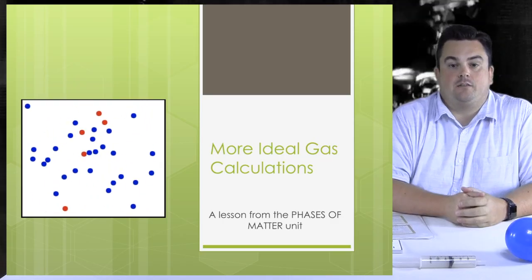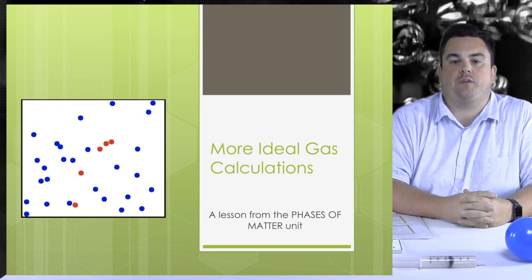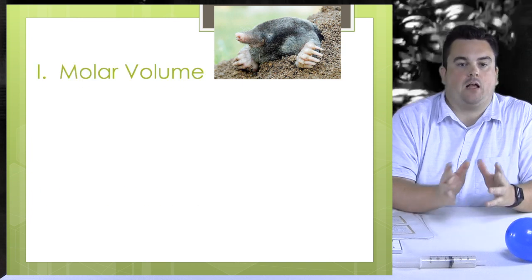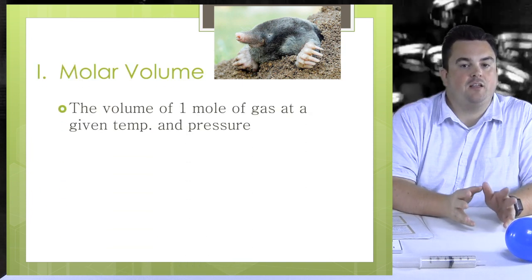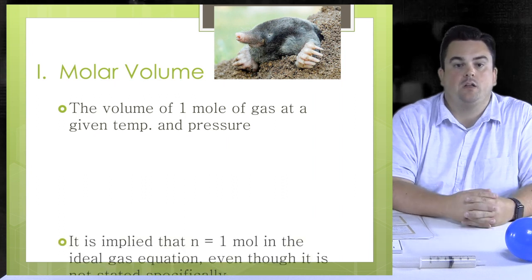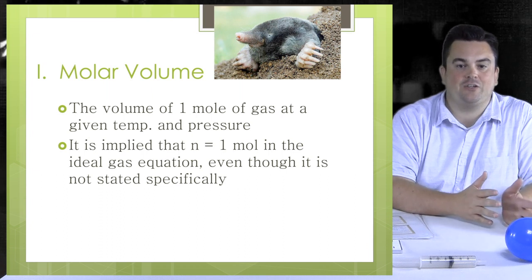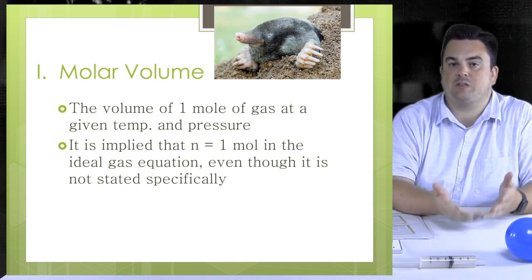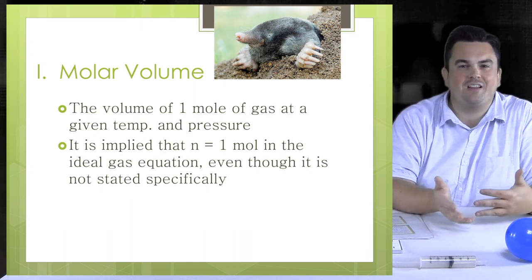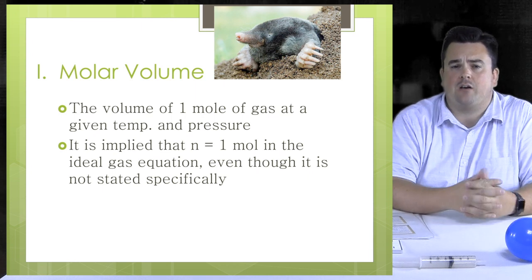So let's get started. More ideal gas calculations, a lesson from the phases of matter unit. Let's talk about molar volume. Molar volume is the volume of 1 mole of a gas at a given temperature and pressure. It's implied that n equals 1 mole in the ideal gas equation, even though it's not stated specifically. Since it's just an assumed 1 mole, that 1 is not a measurement, so you wouldn't take that into account when doing significant figures in your calculation.